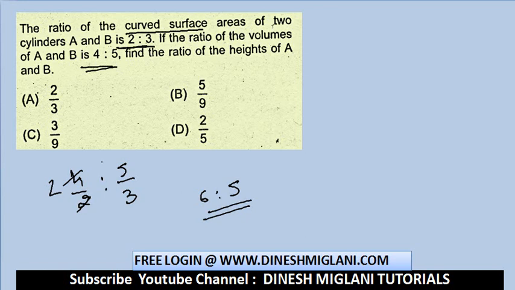Just check out where we have made a mistake. The ratio of the volume is 4:5, and the ratio of the curved surface area is 2:3. So we have made 4/2 and 5/3, right? So here the ratio of their heights must be 6:5. That is right. If it's not in the options, I hope there should be one more option. So it should be 6:5. There is a mistake here. The answer must be 6:5.